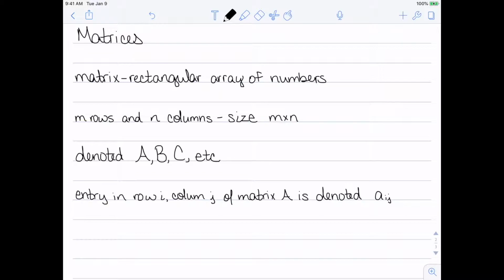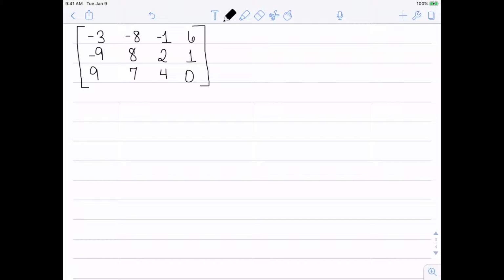So let's do an example of this. This right here is how we typically denote a matrix. So it looks like a rectangular block of numbers with these square brackets on the sides. So the first thing I want to know about this matrix is its size. And as I said before, the size is the number of rows times the number of columns. So we can see that there are 1, 2, 3 rows on this matrix, and 1, 2, 3, 4 columns. So this matrix is of size 3 by 4.